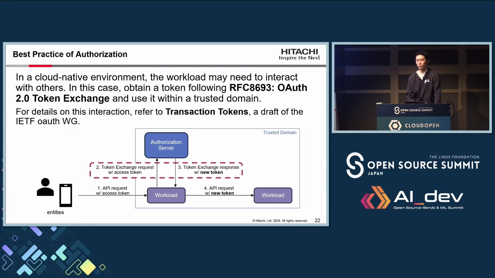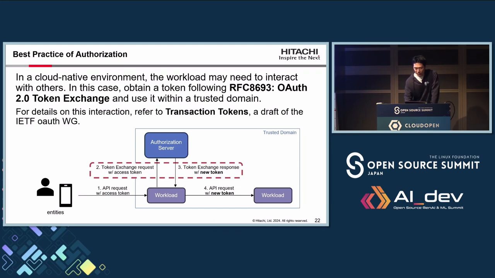So how about a multiple workload environment? In a cloud-native environment, the workload may need to interact with others. In this case, obtain a new token following RFC 8693, OAuth 2.0 token exchange, and use the new token within a trusted domain. In more detail, once the workload receives an access token, it requests to exchange the access token for a new token following RFC 8693. If the workload obtains the new token, the workload uses the token to request downstream workload APIs.